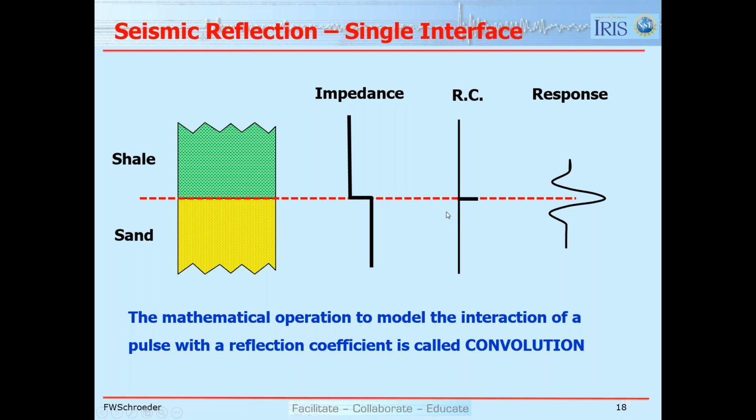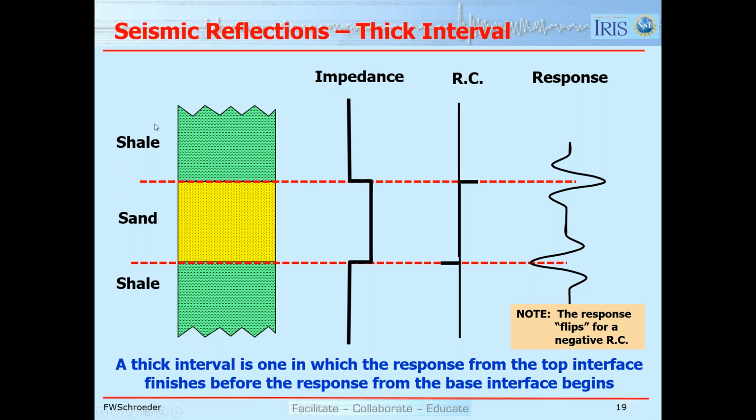We can use a mathematical operation called convolution to convolve the pulse that we are sending down with the reflection coefficient to get what the modeled seismic response would be. If we have more than one reflection coefficient, here we have a shale, a thicker sand unit, and a shale. The top of the sand is an increase in impedance, so it's a positive reflection coefficient. The base of the sand is a decrease in impedance, so it's a negative. And if we have a zero phase pulse, we have a peak marking the top of the sand and a trough marking the base of the sand.